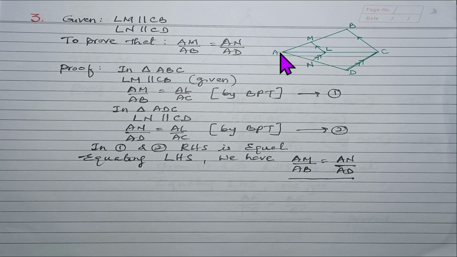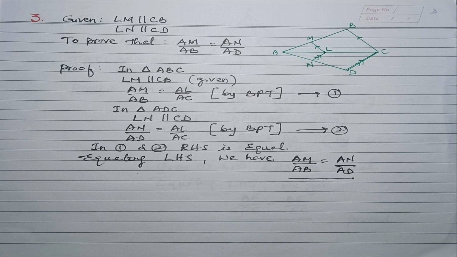And in triangle ADC here, LN is parallel to CD. That means AN upon AD is equal to AL upon AC. So we have 1 and 2. We have two equal ratios in 1 and two equal ratios in 2. We find that the RHS, AL upon AC and AL upon AC, is equal, and therefore equating the LHS we get AM upon AB is equal to AN upon AD, and that is what we wanted to prove. So that is how we prove these particular ratios, showing them to be equal.